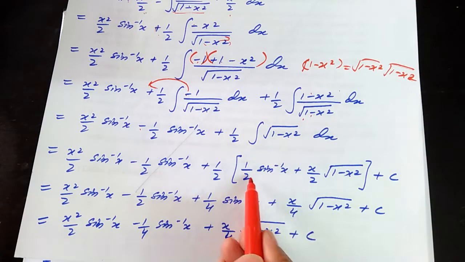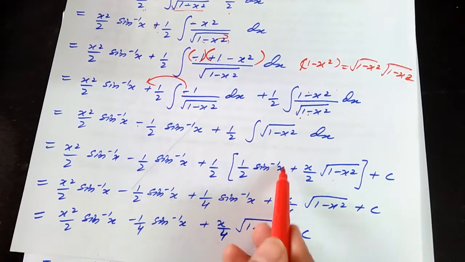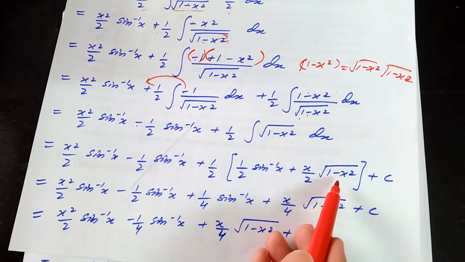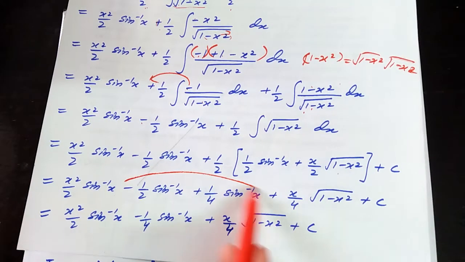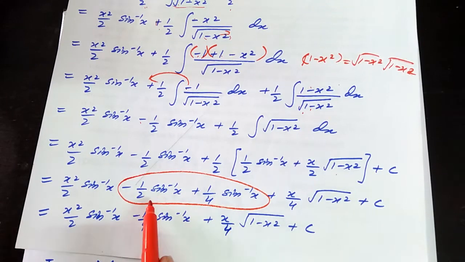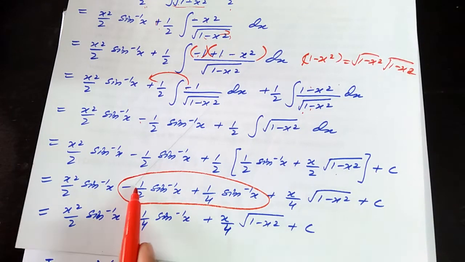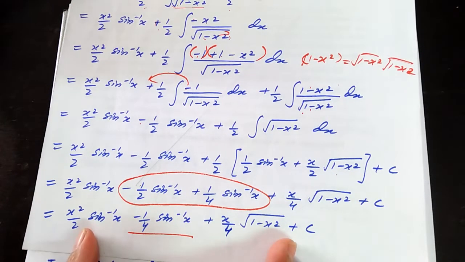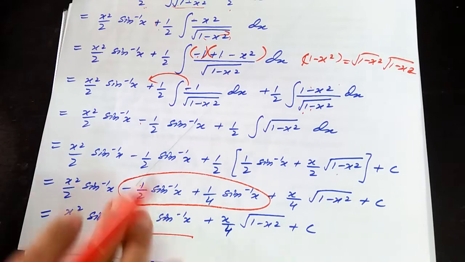That also has the direct integration formula, half of sine inverse of x plus x by 2 under root 1 minus x square. Just open this bracket. After opening this bracket, we see that both are the same with different coefficients. 1 by 4 minus 1 by 2 will give us minus 1 by 4 sine inverse of x, and the rest of things will come as it is.